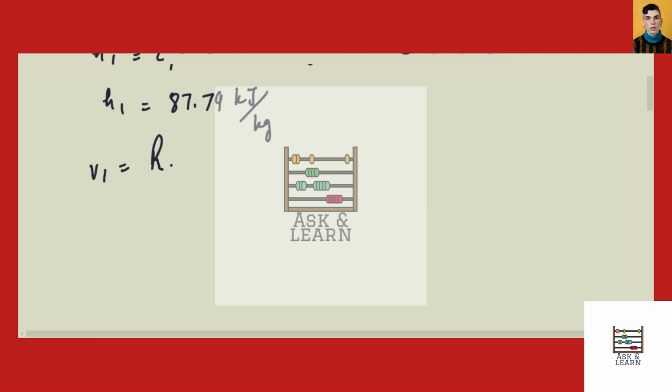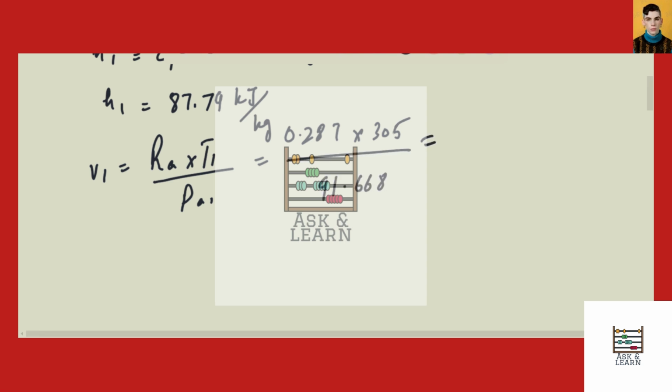So guys, we have V1 is equal to RA into T1 divided by PA1, and that is equal to 0.287 multiplied by 305 divided by 91.668, which is equal to 0.955 cubic meters per kg.